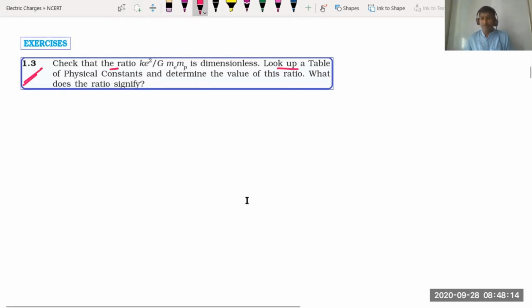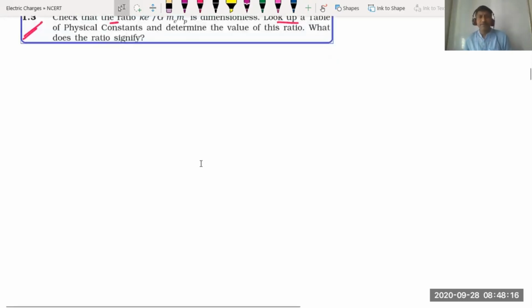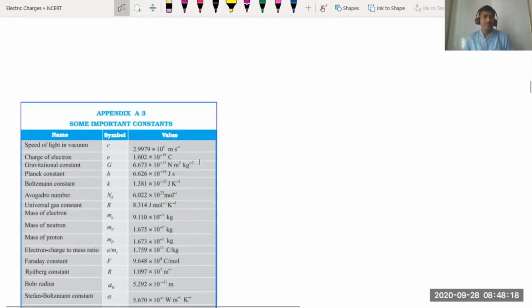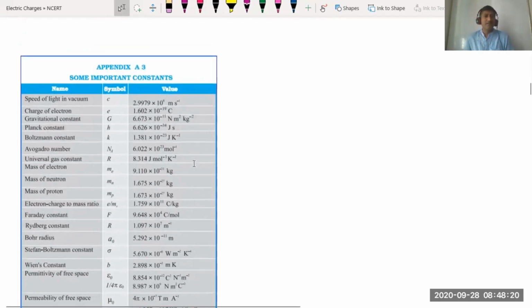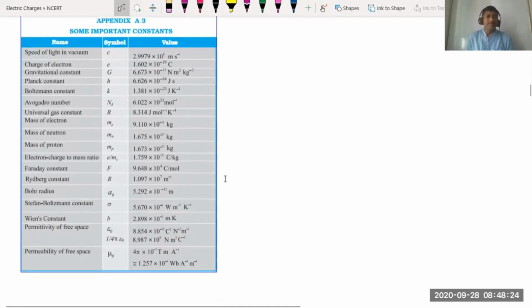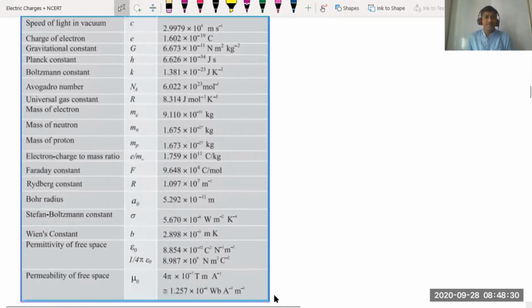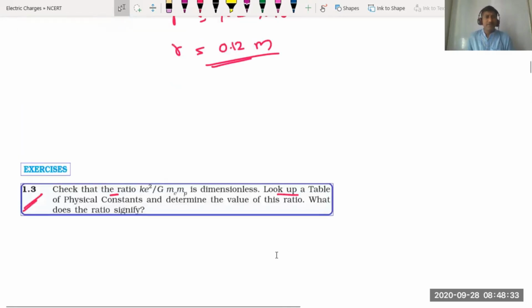So for completeness' sake, I'll show it here. You can also glance at it in the NCERT textbook. This is the table in Appendix A3. They have given everything from the speed of light to the charge of electron. Here, what are the required parameters for us? For that, I will choose. Here you see what is being said.